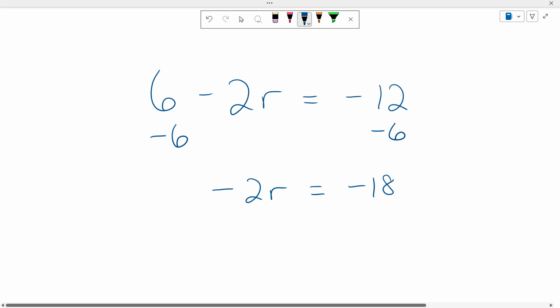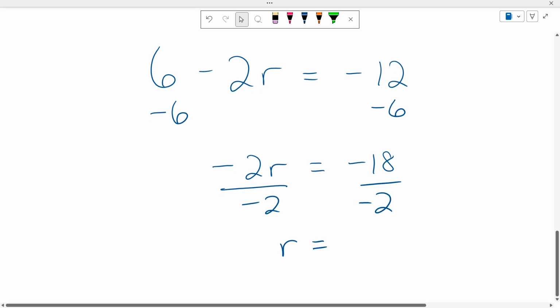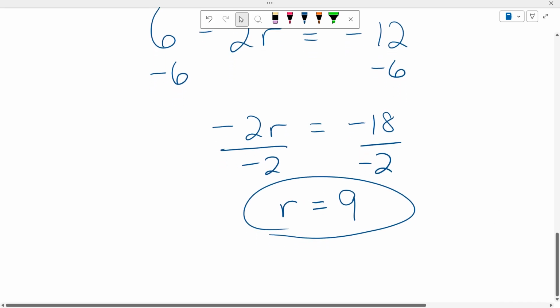Divide by what? We want to get r alone by itself. Not just 2, negative 2. Because it's a negative 2 there, so we have to divide by negative 2. What's a negative 18 divided by a negative 2? Positive 9. Yeah, I had it first then. Okay, it's not a race, Blake.